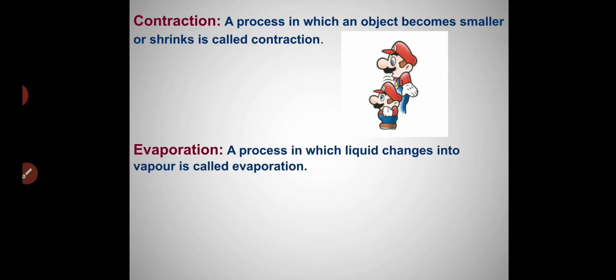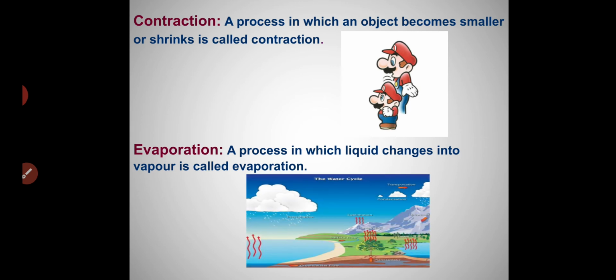Now, evaporation. A process in which liquid changes into vapor is called evaporation. So, in nature, we know the water cycle, right? So, here the liquid changes into vapor. Sea water is converted into the form of air.